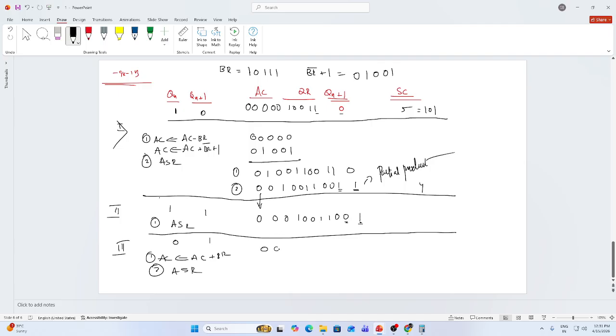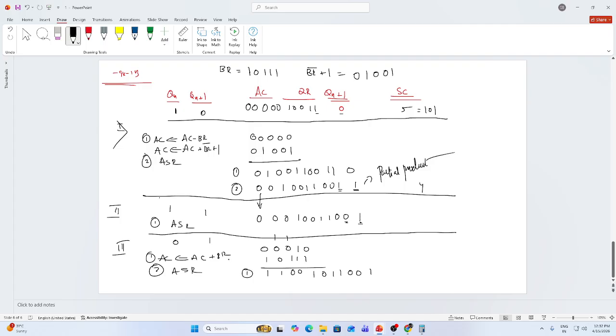What is addition? 0 0 0 1 0. So this is what, right? And you need to add with BR. So BR is nothing but 1 0 1 1 1, right? So 1 0 carry 1 0 carry 1 1, right? So 1 1 0 0 1, right? You write this, right? 0 0 1 0. So 0 1 1 0 0 1. This is what, right? Then perform the shift right.